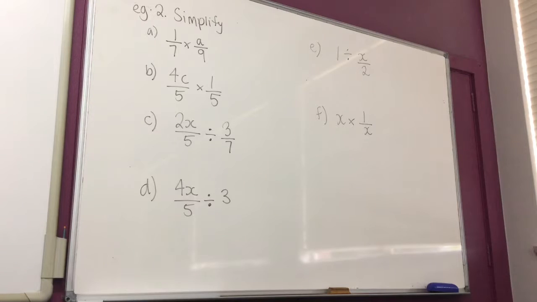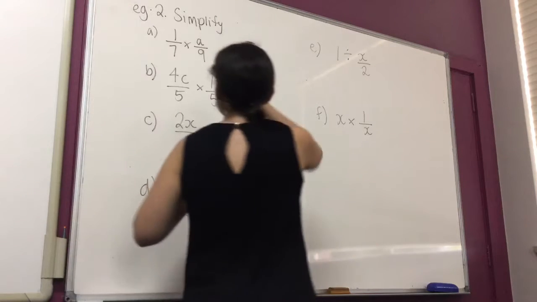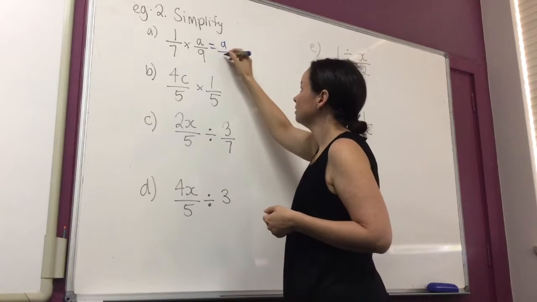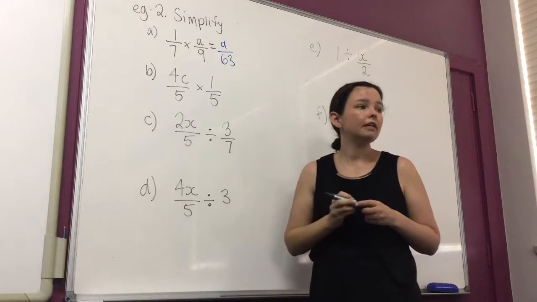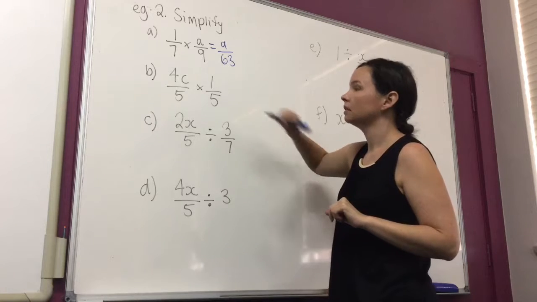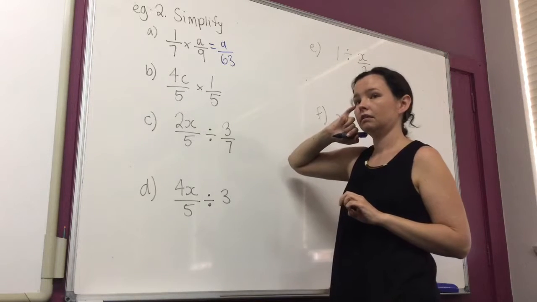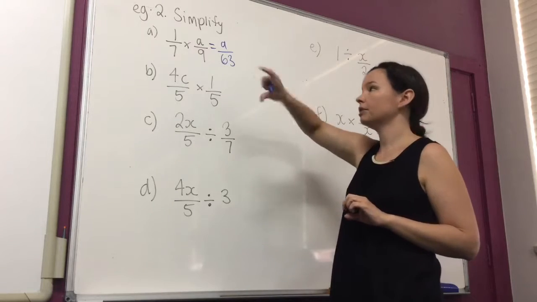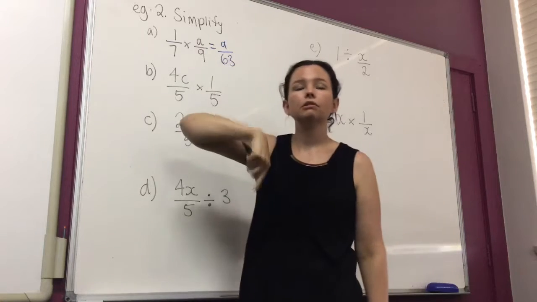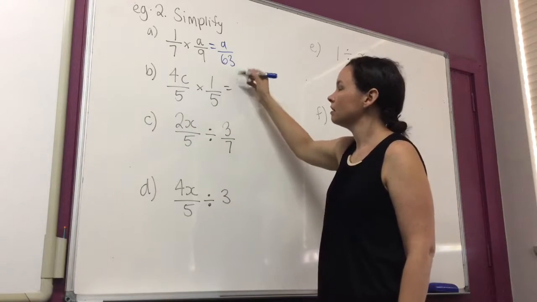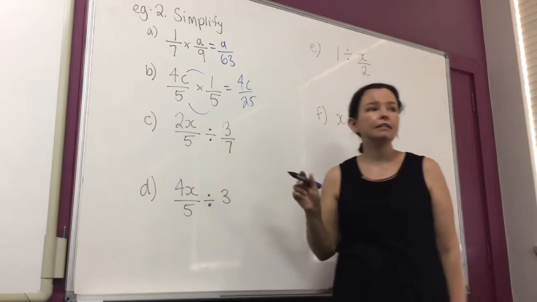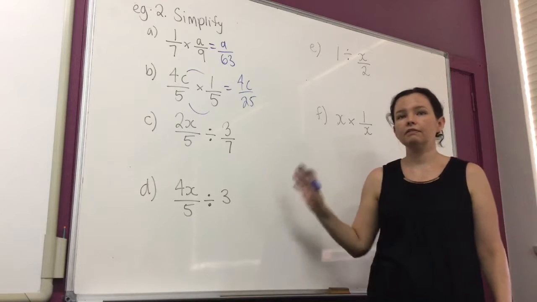For part A, just conscious that the bell's going to go soon. 1 times A is just A over 63. Yes, the next one. You only do the reciprocal when we are dividing. Okay, when we're timesing, we just times across. The next one, timesing across the top and the bottom, 4c over 25. There's no common factors, so we can't cancel anything else. That's the final answer.